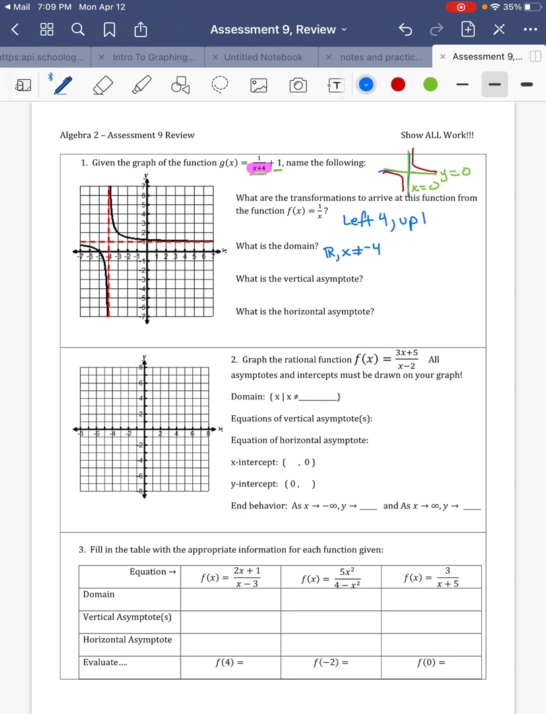All right, what's the vertical asymptote? So the domain and the vertical asymptote in this case are basically the same thing. You can see it graphed right here as well. X equals negative 4. Remember, the vertical asymptote is a line that you're not going to cross.